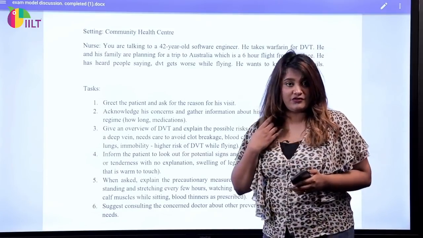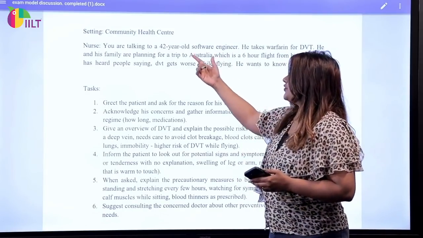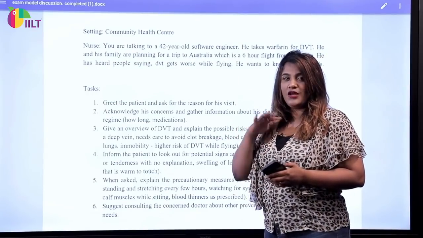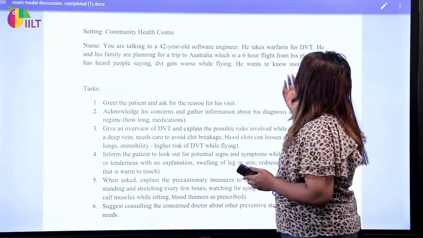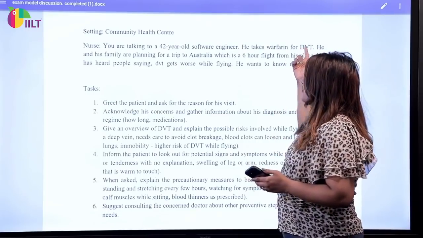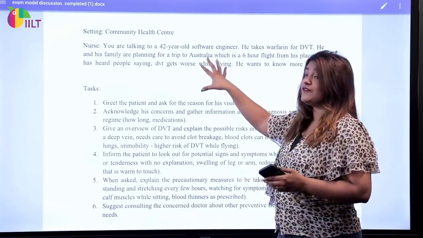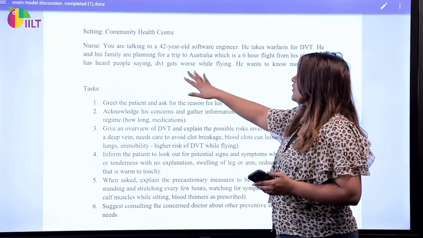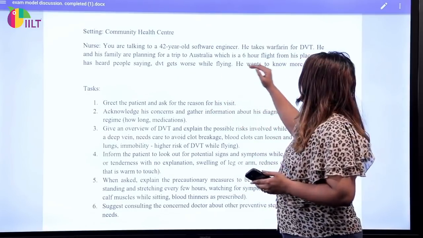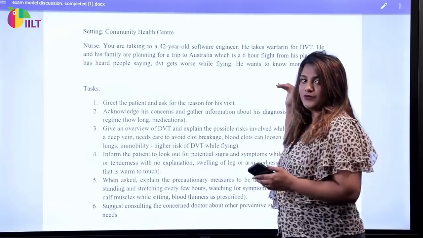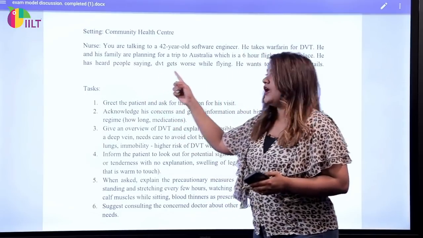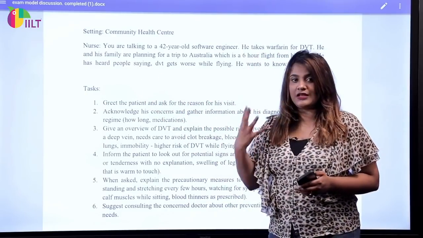So we got a lot of information from that, right? We got to know that he's 42 years old, so you can decide on the suitability of language, like the accent or the entire modulation. And you know that he's taking warfarin for deep vein thrombosis. We also know that he's planning to travel to Australia, and he's worried because he has heard people saying it gets worse while flying. He's there to get more details about the entire thing. That means he wants to know whether this is true.